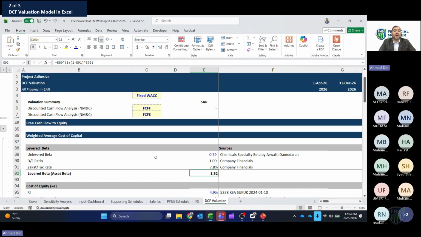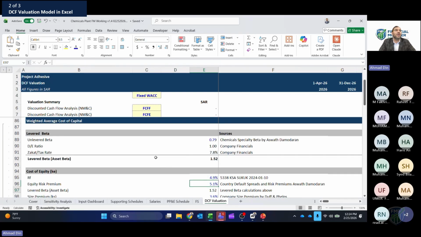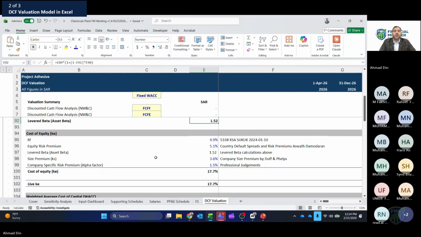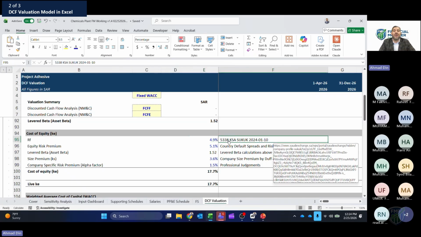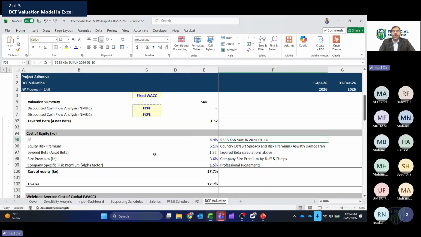Why the tax rate? We need to get the tax yield net of tax. For the cost of equity, we have a risk-free rate. At this moment we are discussing a Saudi-based company, so we are taking the Saudi Damodaran beta. We have a source for that, and on the basis of that, we take the tax yield for those companies. And then we have an equity risk premium. Equity risk premium is the country default risk and risk premium by Damodaran.